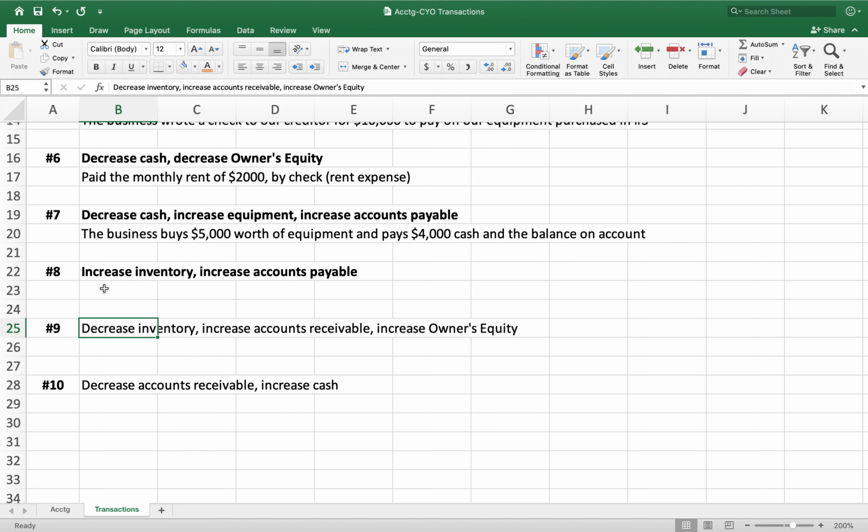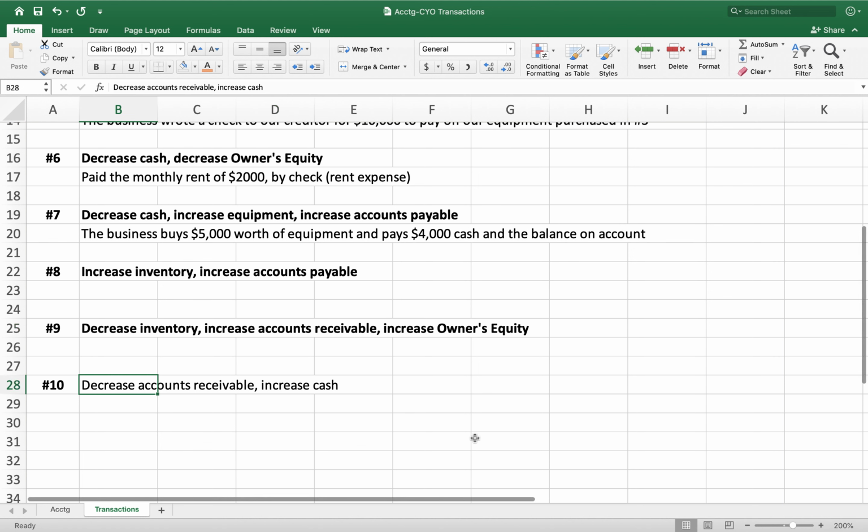Number 9, decreasing inventory, increasing accounts receivable, increasing owner's equity. All right, so we're selling our inventory. Our customer is going to pay us on account. That's our accounts receivable. Accounts receivable is an asset, so that's going to increase accounts receivable. If we're operating a profitable business, they should be paying us more than the amount we paid for our inventory. So that profit should go into owner's equity. So you should have profit, you should lose some inventory, and you should receive some payment on account. So you're going to receive it at a later date because we've already sold these products in this instance since we have an inventory for it.